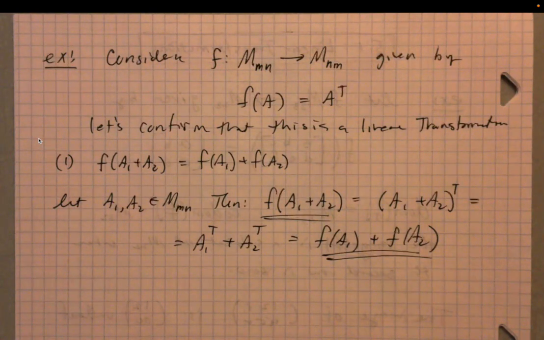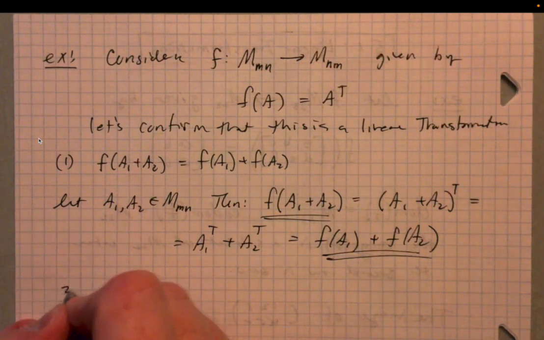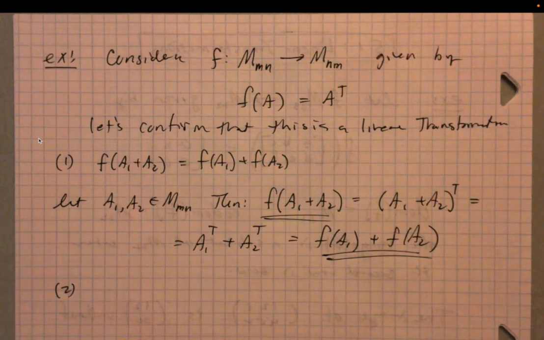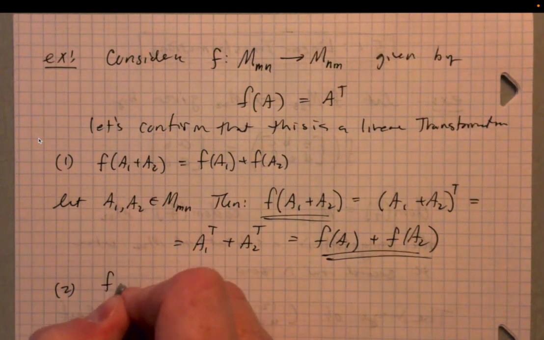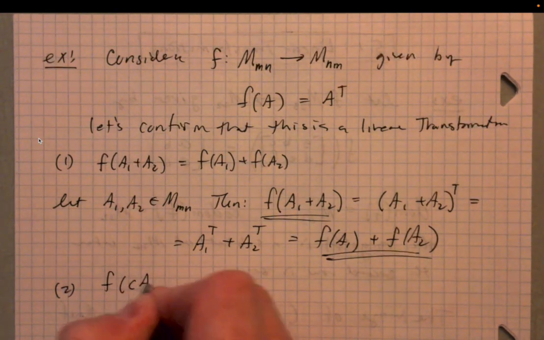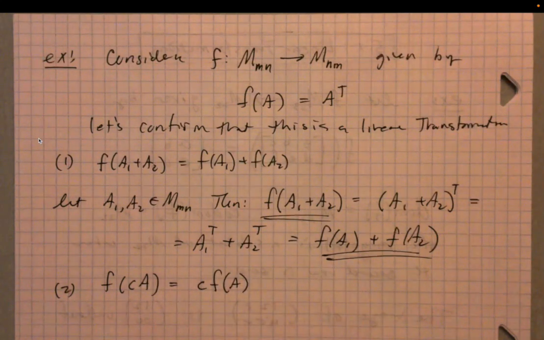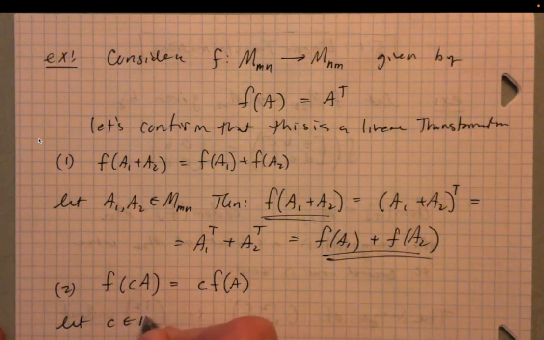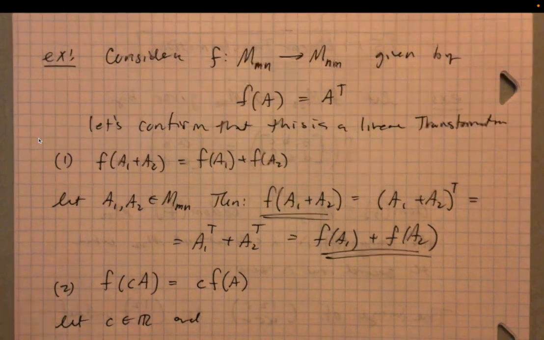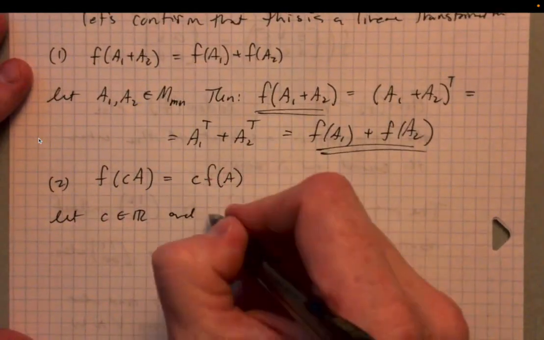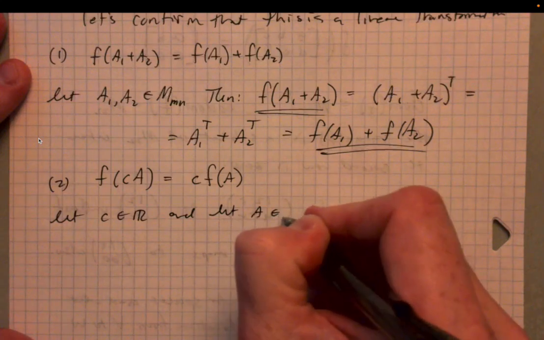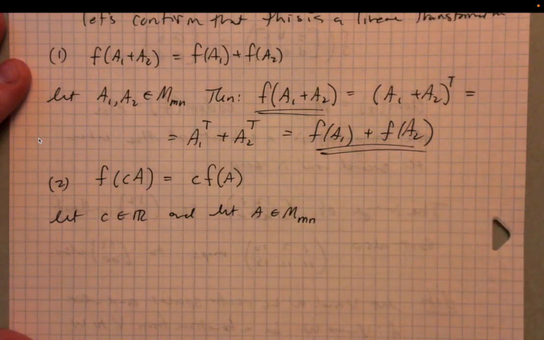What about the second property? The second property we need to show is that F applied to c times a matrix A is equal to c times F applied to just A. Again, let c be a real number, and let A be an m by n matrix.